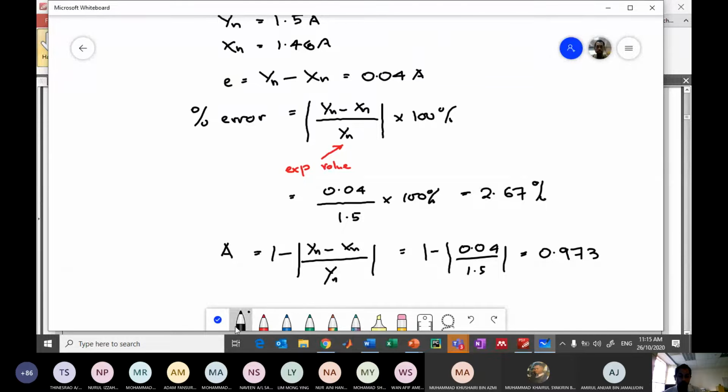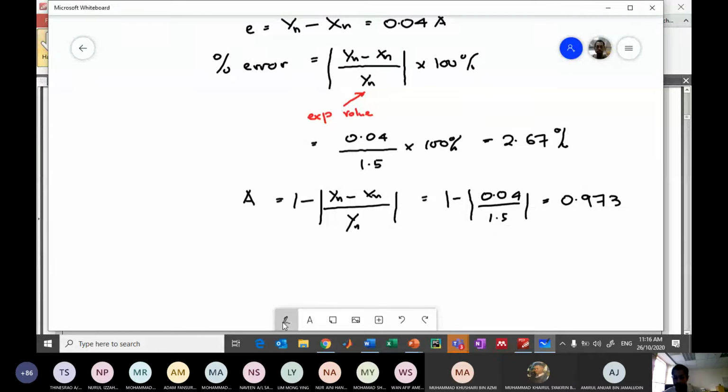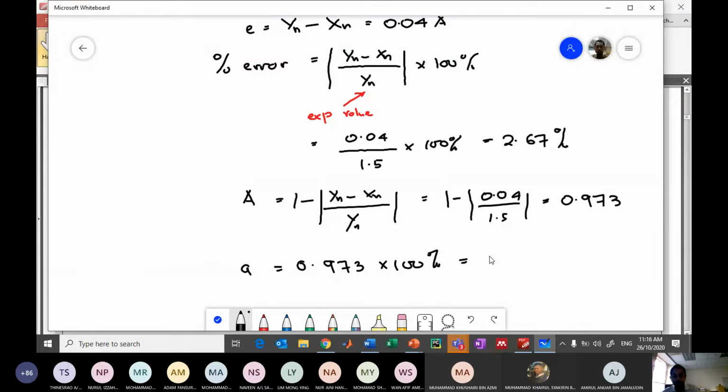Okay, so if we want to calculate the percent accuracy A, we can use either 0.973 times 100%, which is easier. We get 97.3%. Or we can also use 100% minus the error, 2.67%. So 100 minus 2.67. Hold on, let me fetch my calculator. So 97.33%. So both are acceptable answers.